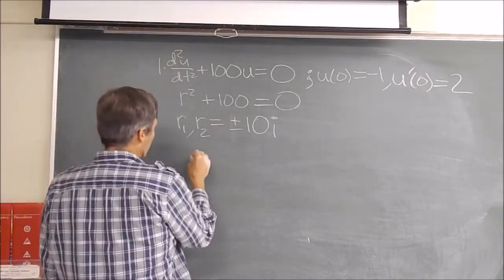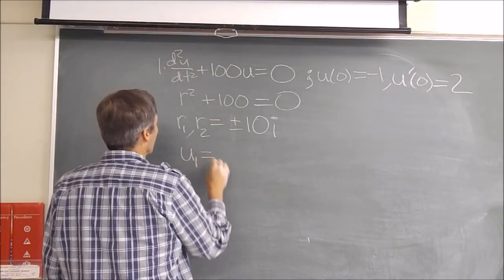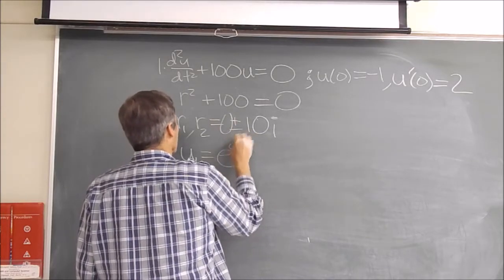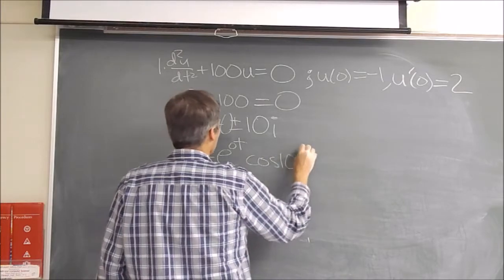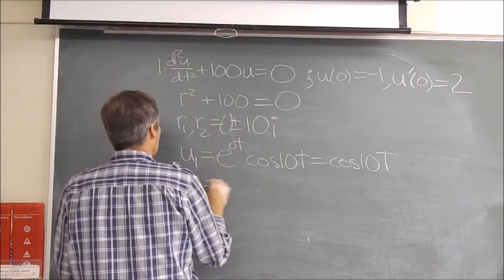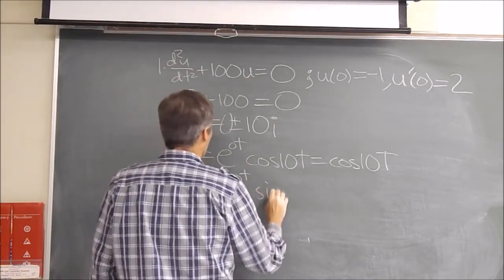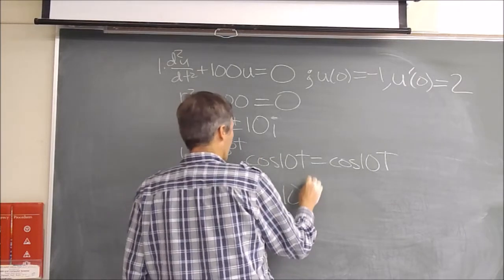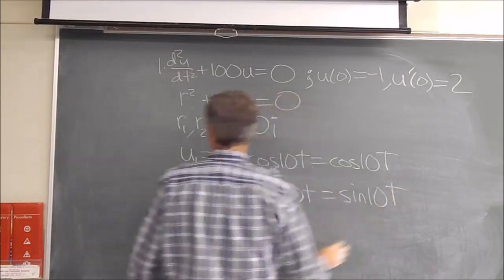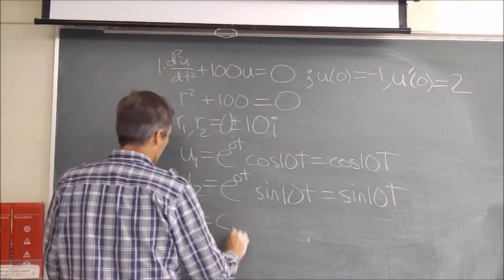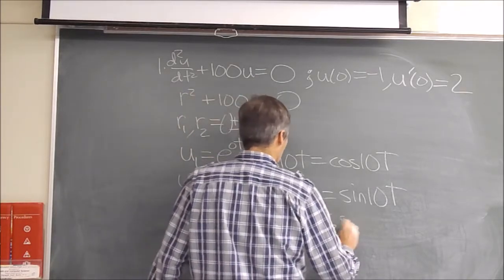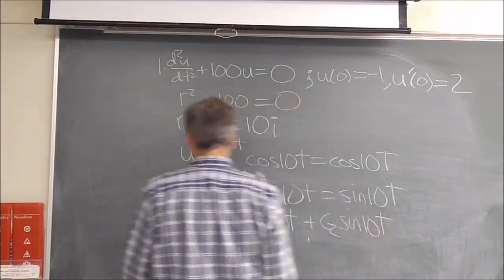That means that solutions are u1 is, you call it 0 plus 10i, e to the 0t cosine 10t, or just cosine 10t. And u2 is e to the 0t sine 10t, this is from r2, which is just sine 10t. Therefore, the general solution u is an arbitrary linear combination, c1 cosine 10t plus c2 sine 10t, and we can get its derivative also.